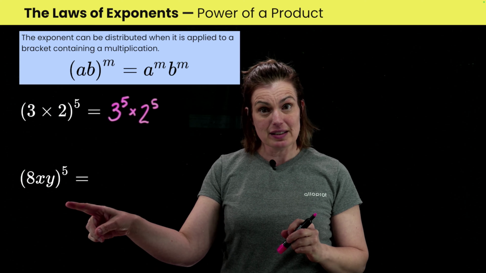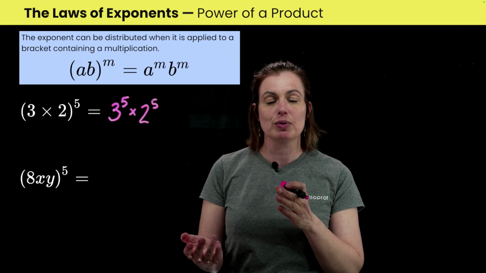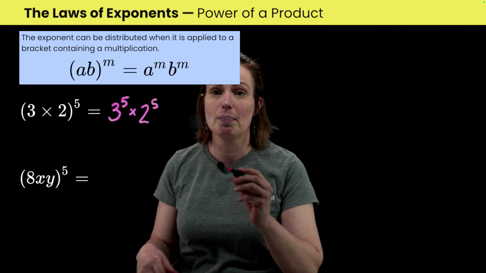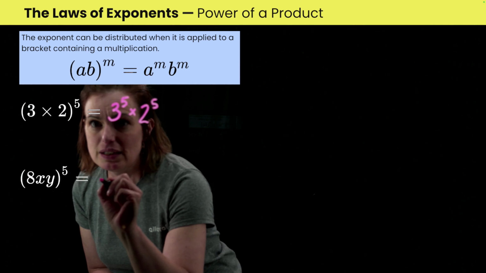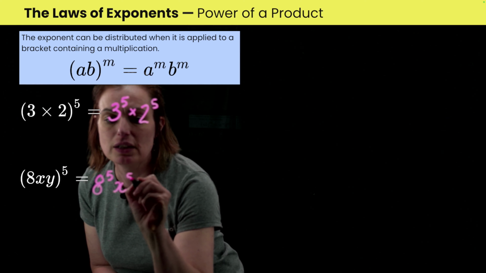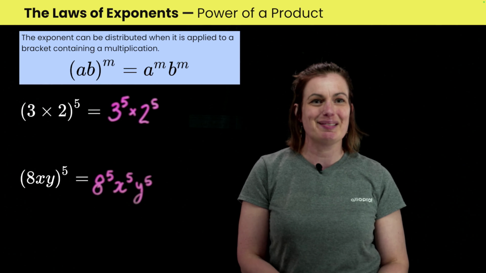In our second example, we have some variables there, and that 5 is going to distribute to the variables in the same way that it distributes to the 8, and exactly as it did above. So in this example, we would rewrite it to read 8 to the exponent 5 times x to the exponent 5 times y to the exponent 5, just like that.